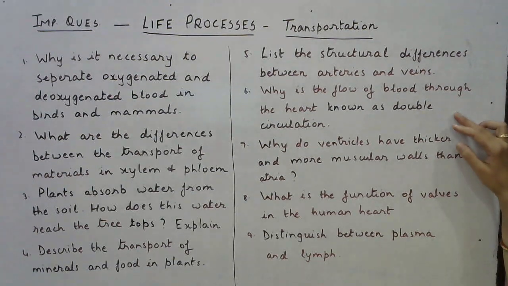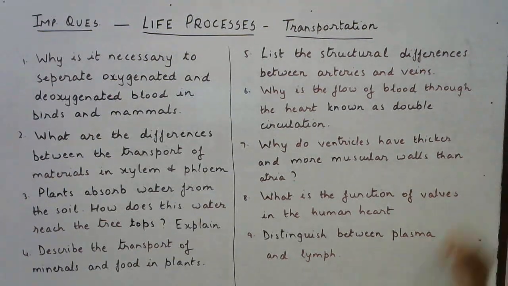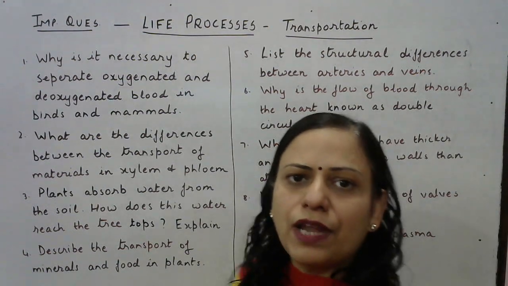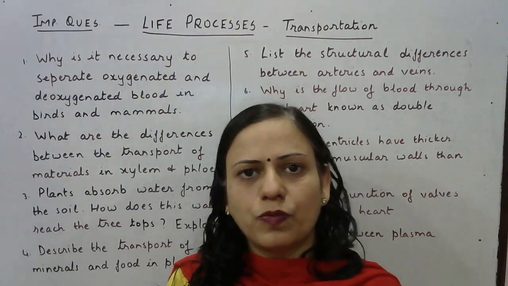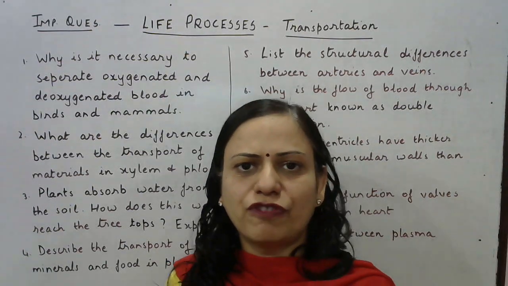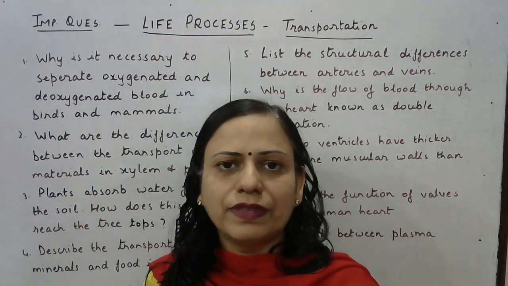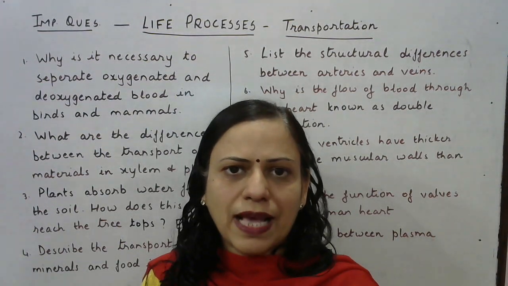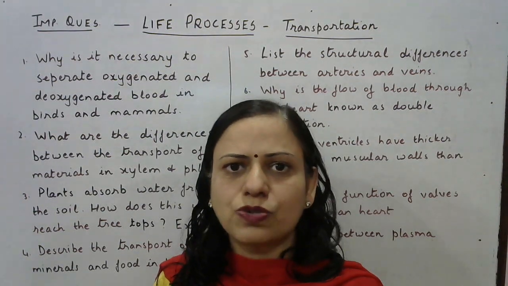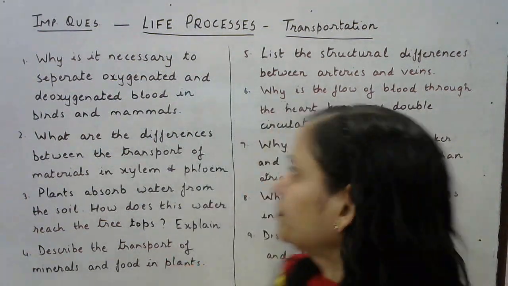Why is the flow of blood through the heart known as double circulation? This is very simple if you have seen the lectures. Blood flows twice through the heart in one complete cycle. Once it flows in the form of oxygenated blood, and then it flows in the form of deoxygenated blood. That is why it is known as double circulation. In one complete cycle, it takes 2 rounds of the heart, right?